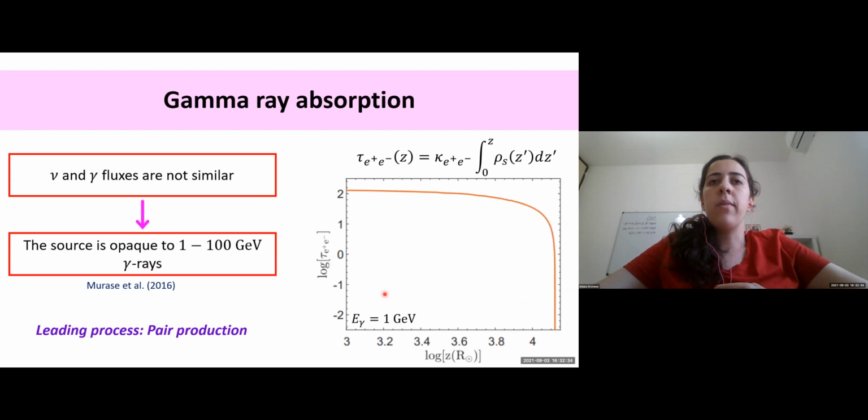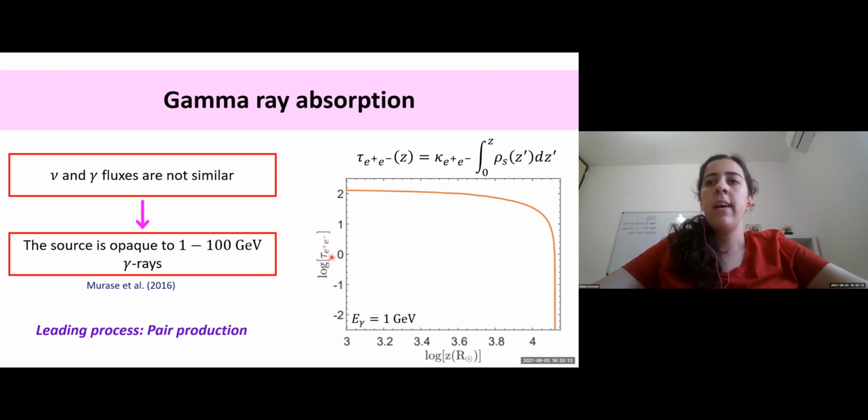And afterwards, we take the calculations of Murase et al. from 2016, which say that a high energy neutrino source should be opaque to 1 to 100 GeV gamma rays. And we compute the optical depth along the propagation line of the jet, which is perpendicular to the orbital plane. We know that the leading process in this matter is pair production, and we compute the optical depth for 1 GeV gamma rays. The opacity goes up with the energy. This is sufficient to prove our point.